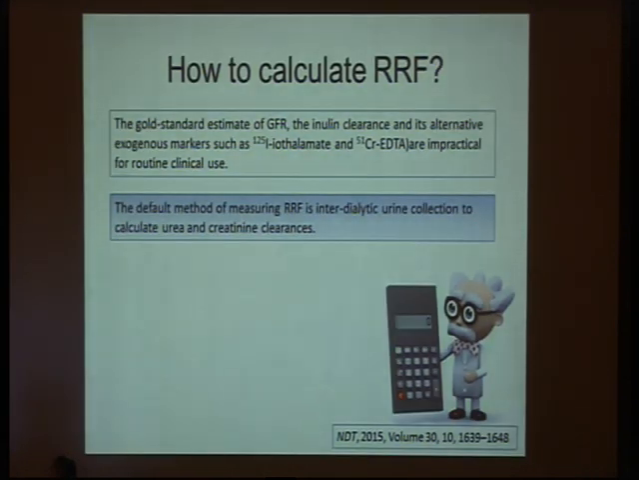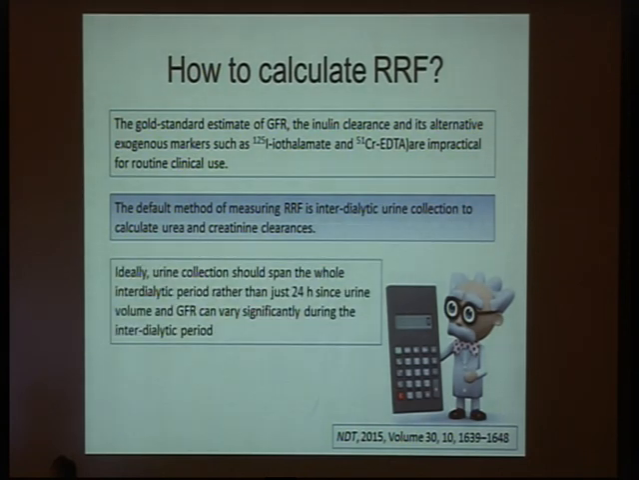So the default method of measuring residual renal function is interdialytic urine collection to calculate urea and creatinine clearance. And this, ideally, should span the whole interdialytic period, rather than just 24 hours during the interdialytic period.